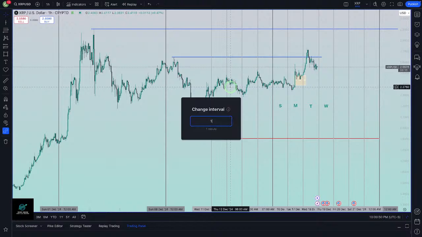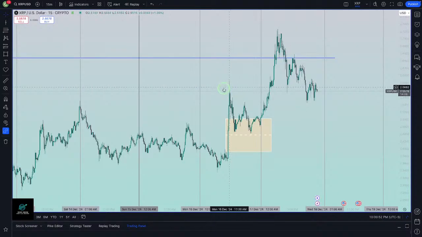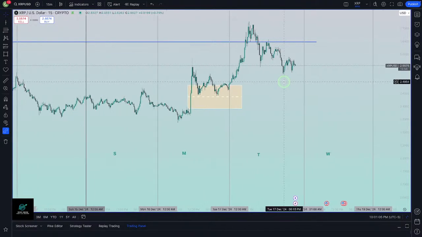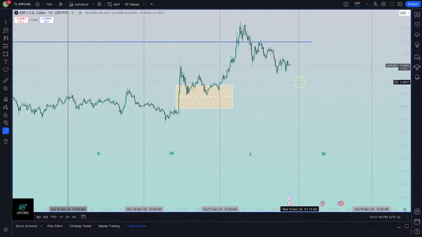So from the hourly, I'm going to drop down to the 15-minute. On the 15-minute, you already know I identified the days of the week. So every vertical line starts at midnight. Currently this was Monday at midnight. Tuesday at midnight. And as you can see, we're creeping over to Wednesday at midnight.